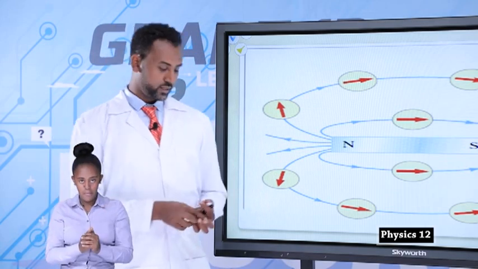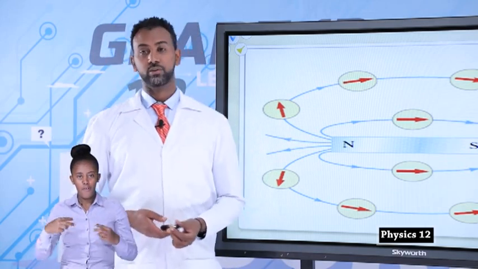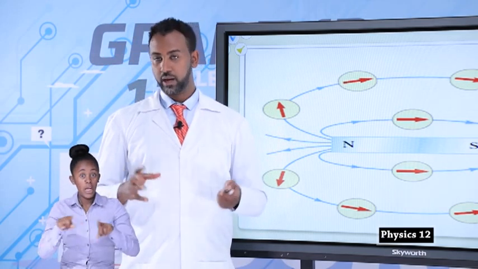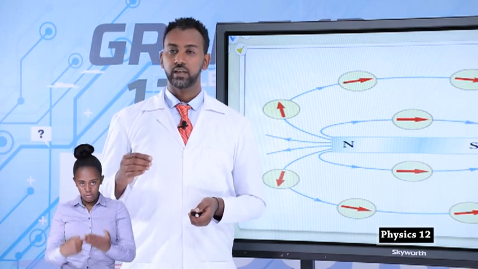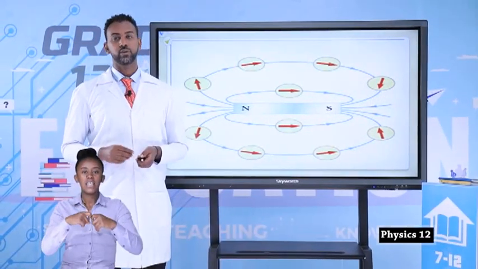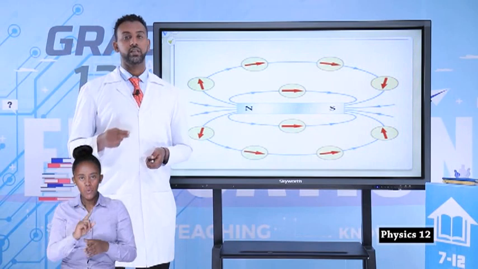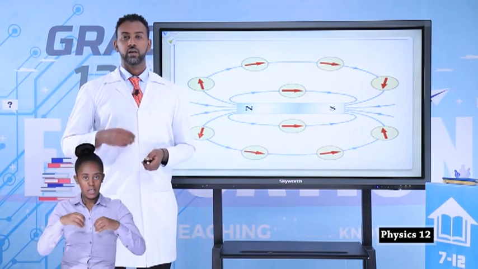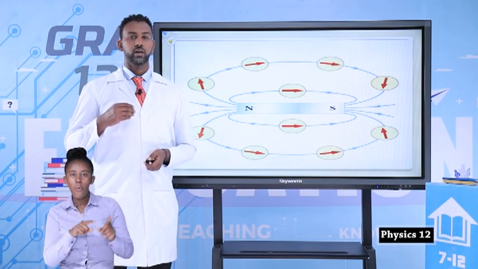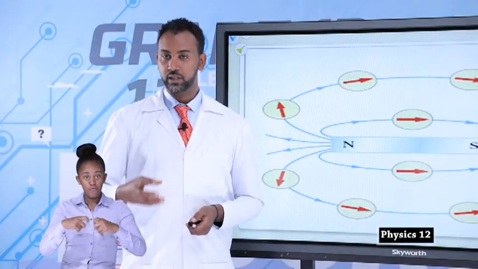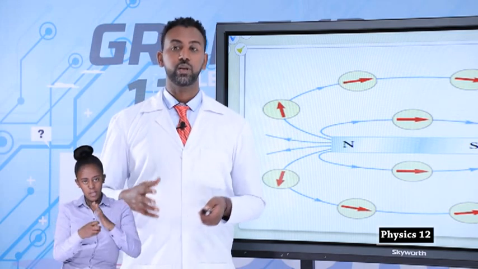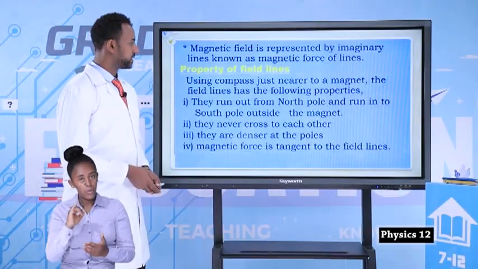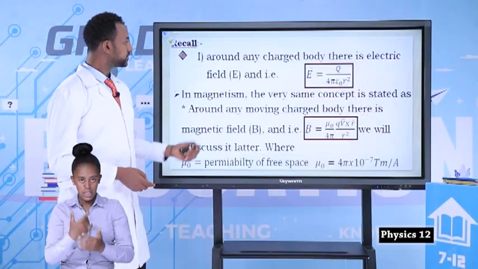And we have also tried to see a very important point: around a charged body, there is an electric field. The same is true that there is a magnetic field around a moving charged body. And if a charged body is immersed into a uniform electric field, there will be a force exerted on it.